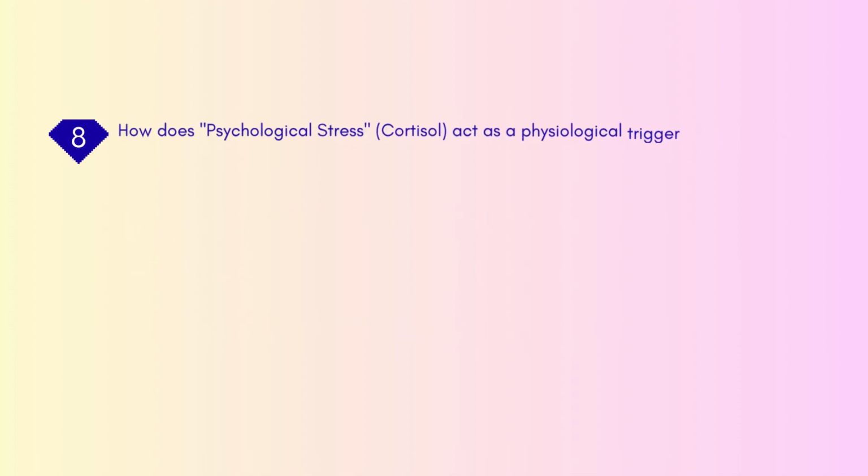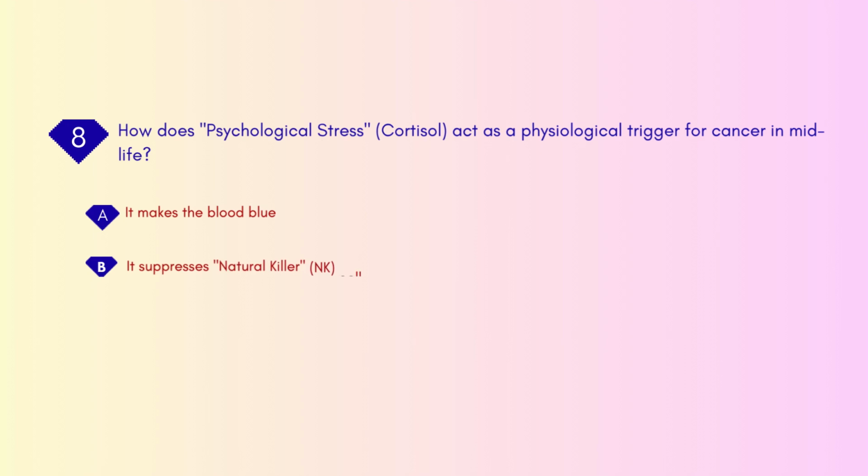How does psychological stress, cortisol, act as a physiological trigger for cancer in midlife? A. It makes the blood blue. B. It suppresses natural killer, NK, cell activity and increases blood sugar.